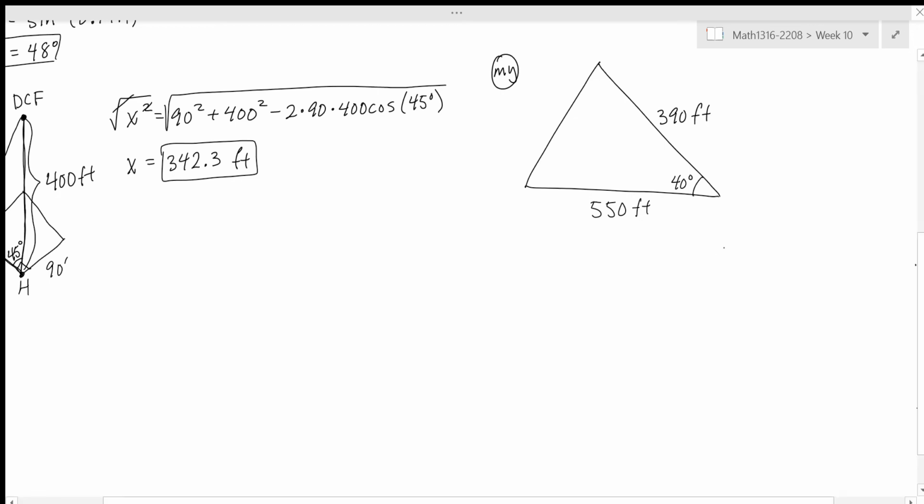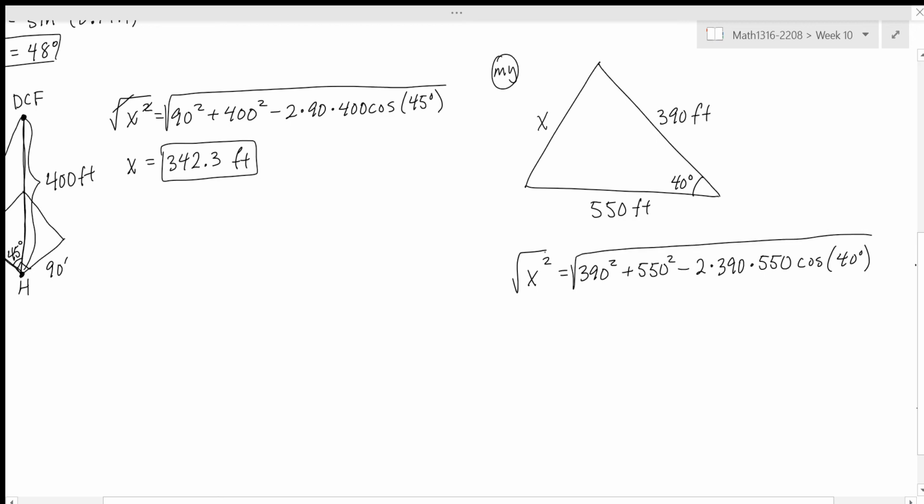So is this side angle side? Okay. And I'm going to say that that's X. If you wanted to label the angles A, B, and C, you can do that, but I'm going to just say X. And does it matter which side I pick first? No. So what do you want to say first? 390 squared plus 550 squared minus 2 times 390 times 550 cosine of 40 degrees. And then if you want to take the square root of both sides right now, you can.